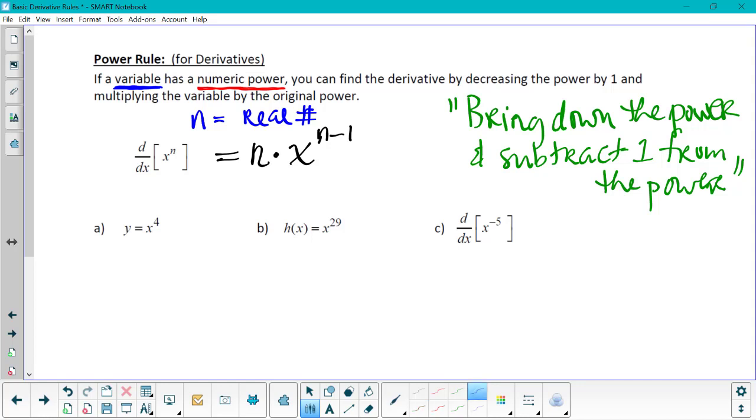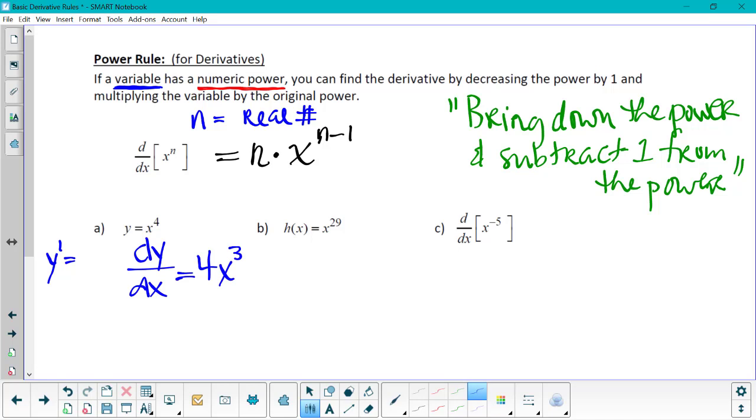So let's look at some examples and some different notations that we will use for the derivative. If we have y equals x to the 4th, there's a couple ways you can do it. Some textbooks will say y prime. This textbook seems to more often use the Leibniz notation, so dy/dx. The derivative of y with respect to x would be: bring down the power, 4 times x, decrease the power by 1, and it becomes 3. So the derivative of x to the 4th is 4x cubed.